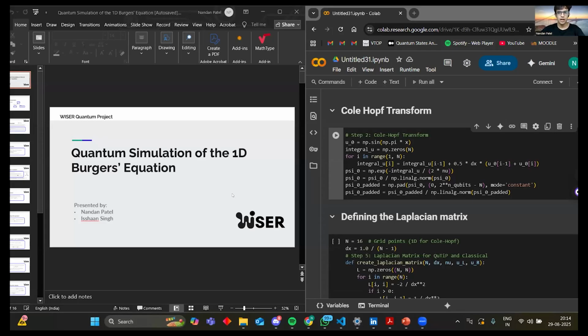This is Team Entangled Angle, and I'm Nandan Patel, and I'm going to be presenting today's demo on quantum simulation of the 1D Burgers equation.